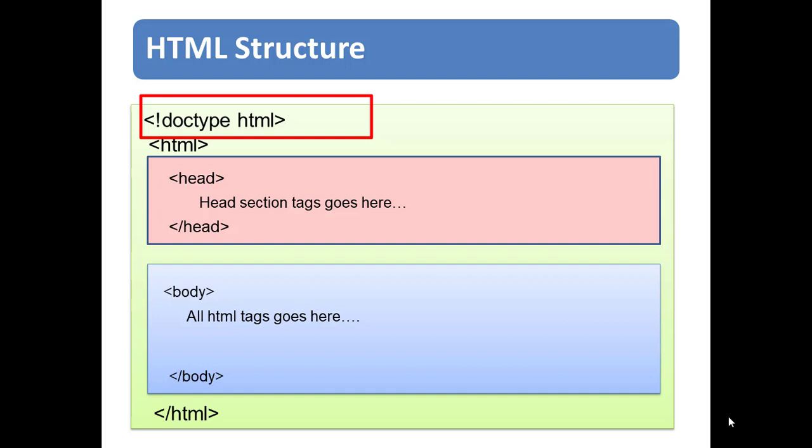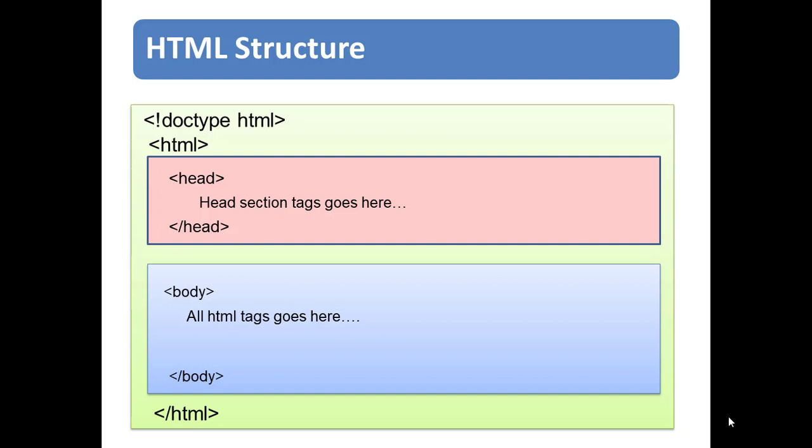It must only appear once at the top of the page before any HTML tag. The doctype declaration is not case sensitive. It defines the HTML version used in the document. In this case, we are going to follow the HTML5 version.